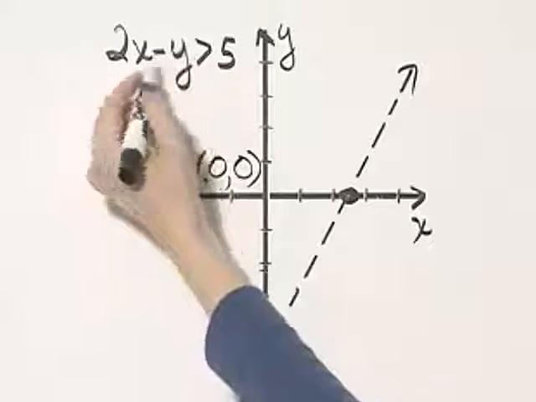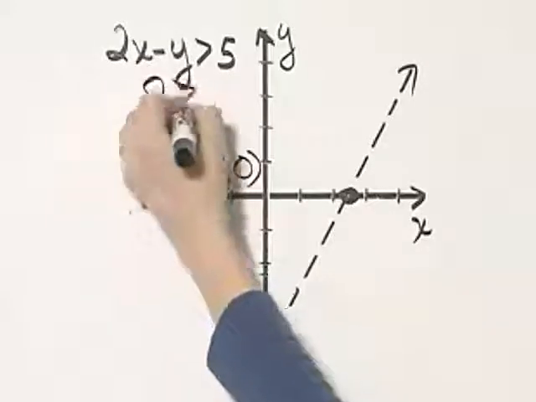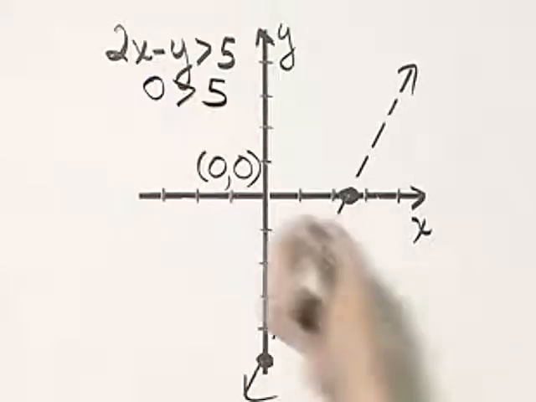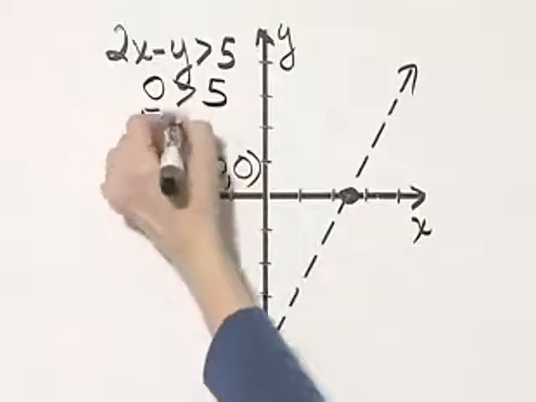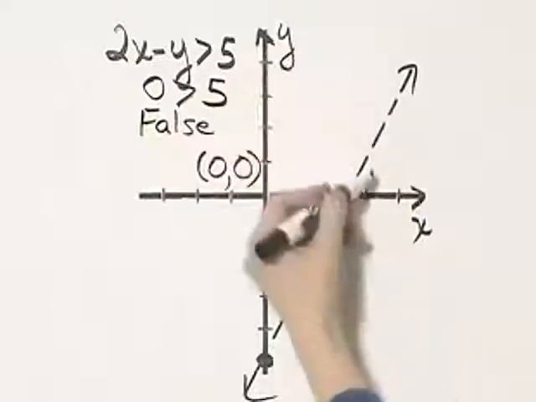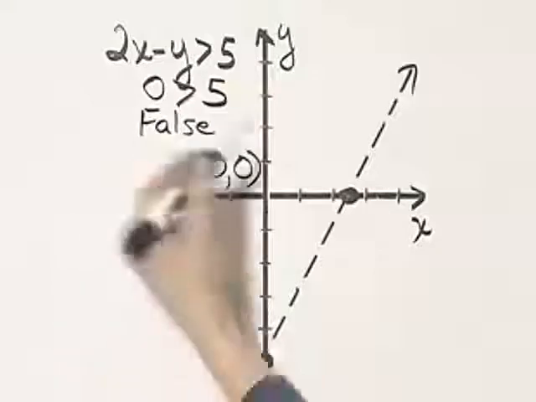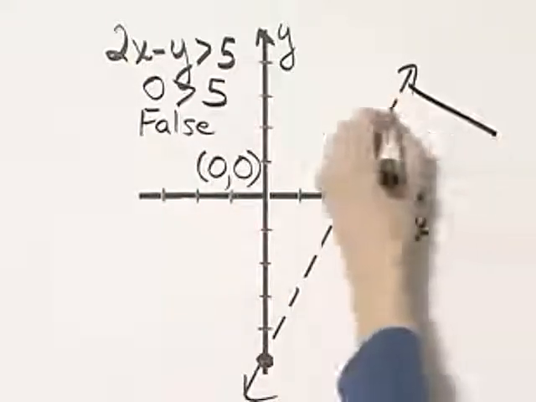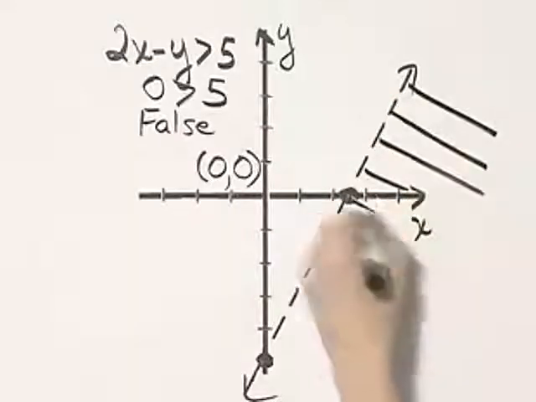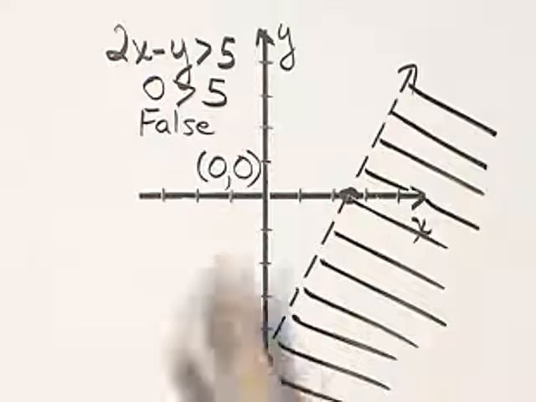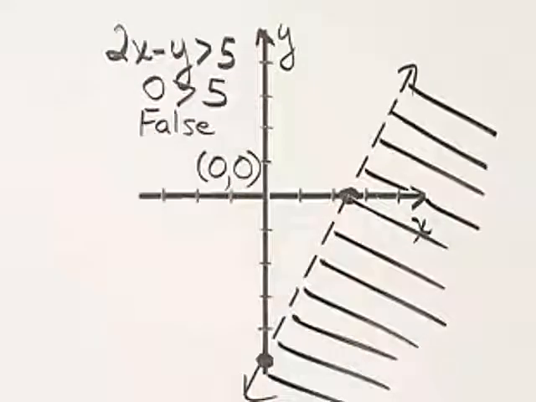If x is 0 and y is 0, I have this inequality, which is either true or false. 0 is greater than 5. That is a false inequality, which means I do not shade the side of the boundary line where the test point lies. I shade the other side of the boundary line. And I am shading then all ordered pairs that will make this a true inequality.